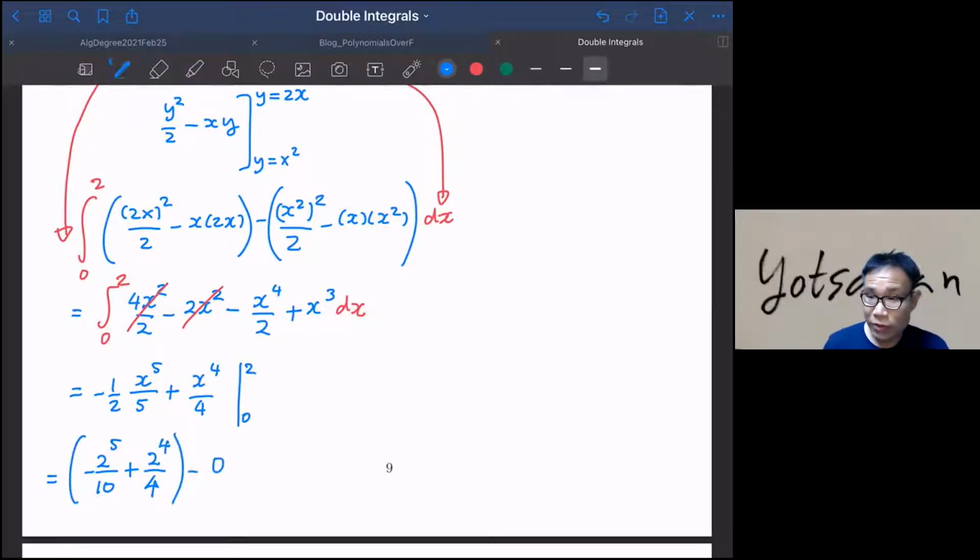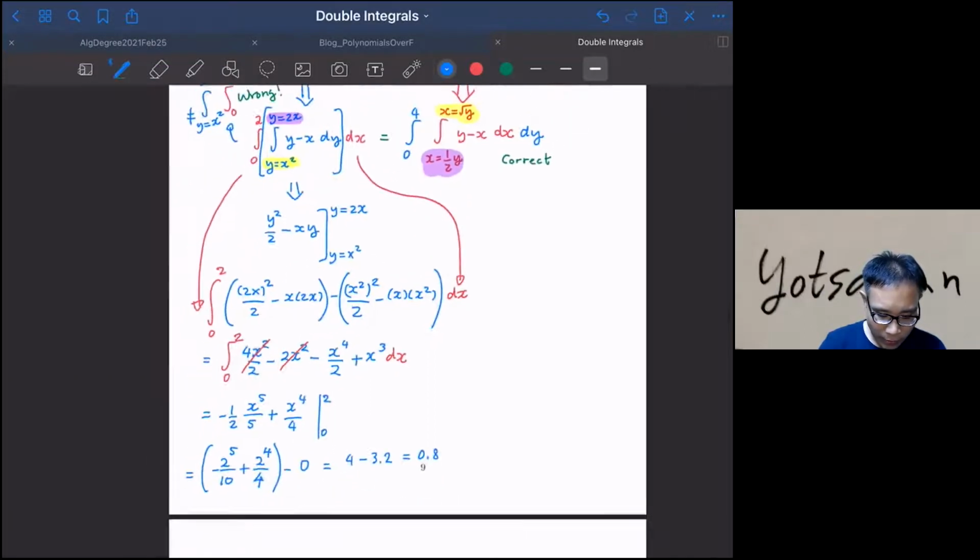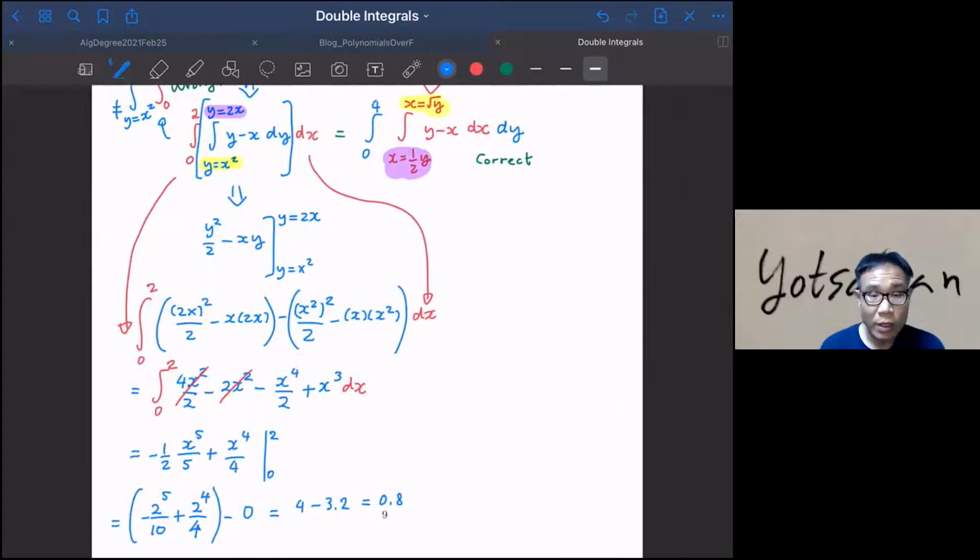And this one you get 2, and you get how much? You get 4, right? So it's 4 subtracted by 3.2. 32 over 10 is 3.2, so it would give you just 0.8. So that is the value of the integral for the first setup, dy dx.